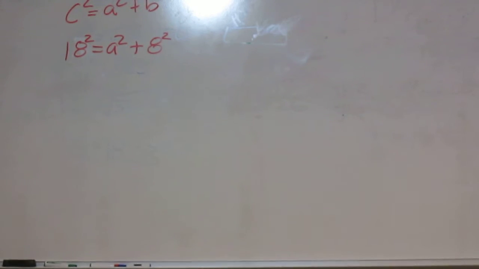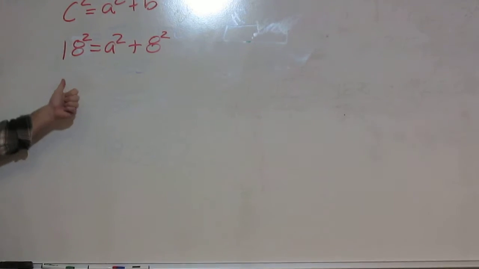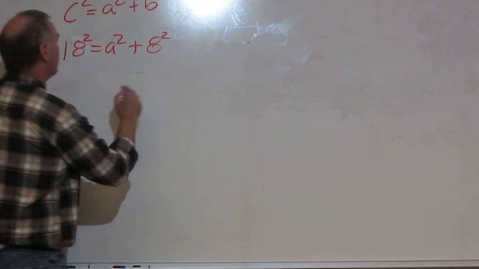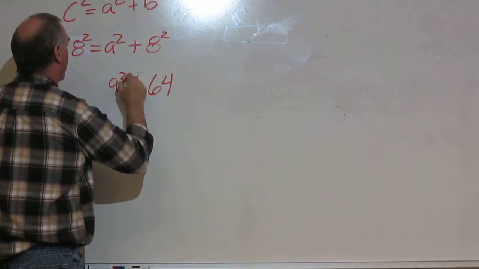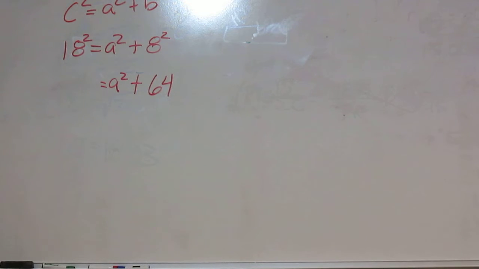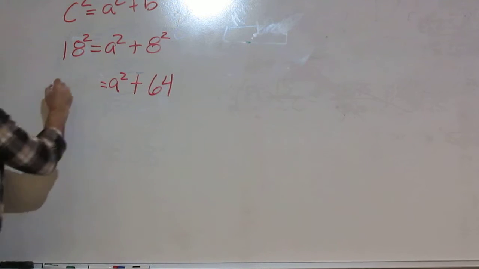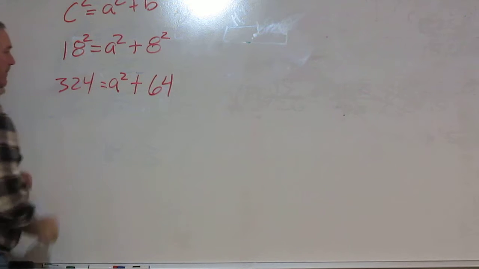Now, at this point, we can move stuff around here, or we can get numbers, whatever we wish to do. Let's go ahead and reduce these to numbers right now. I can do the 8 squared. That's 64. Can't do 18 squared. It's 324.